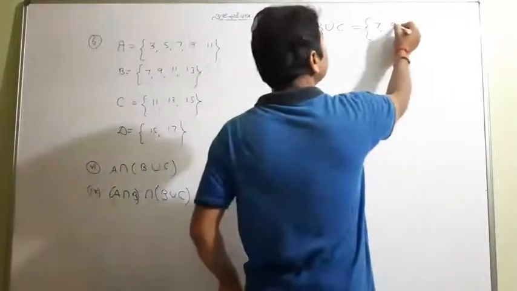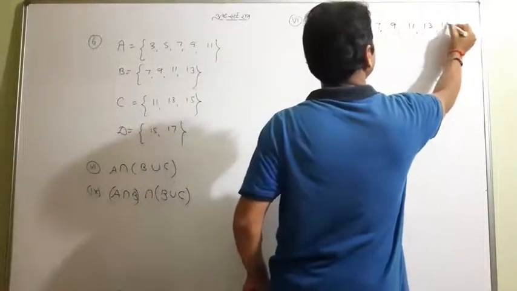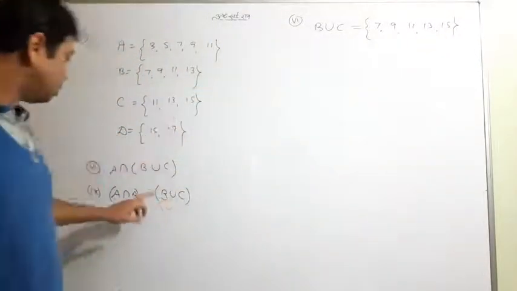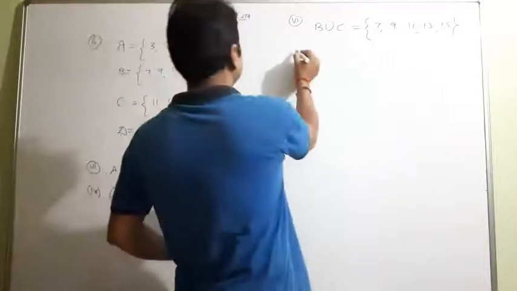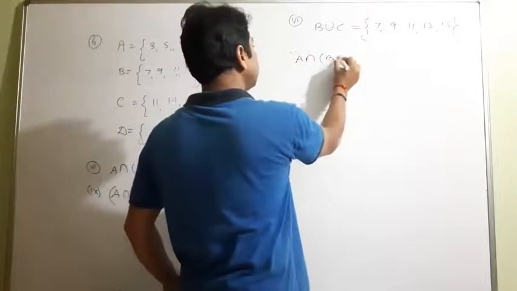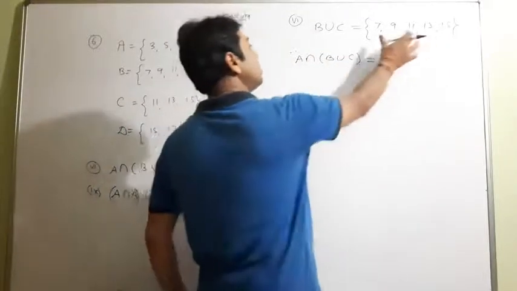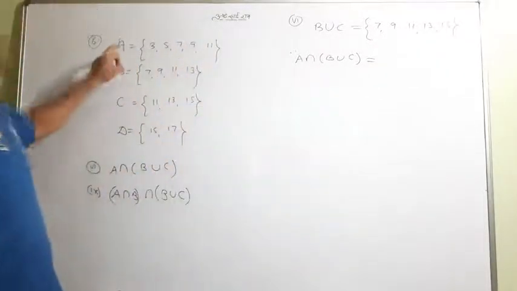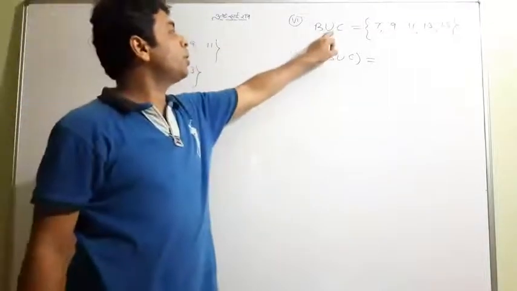Meaning 7, 9, 11, 13 and 15, because 11, 13 is repeated. So write once. And B union C, after B union C you will find A intersection B union C. So simple. Now you have got the set B union C. Now you have to go with the intersection with A. So A with A, we just go with the intersection of B union C.